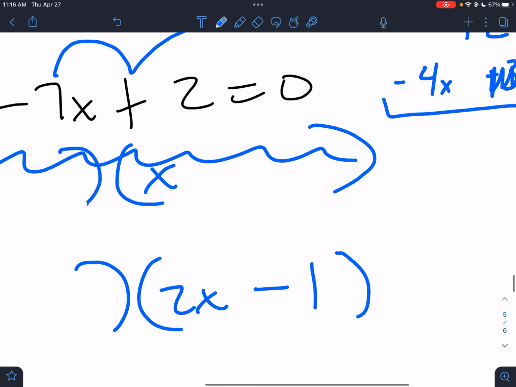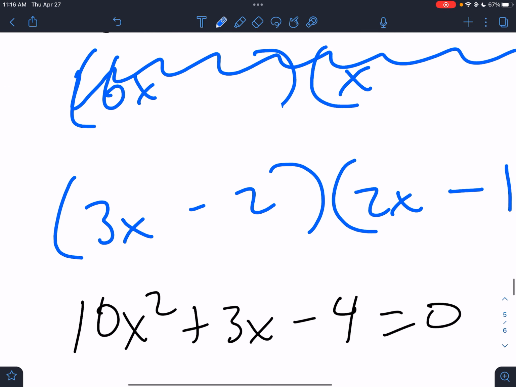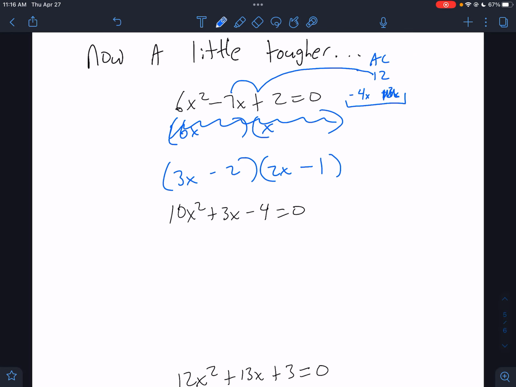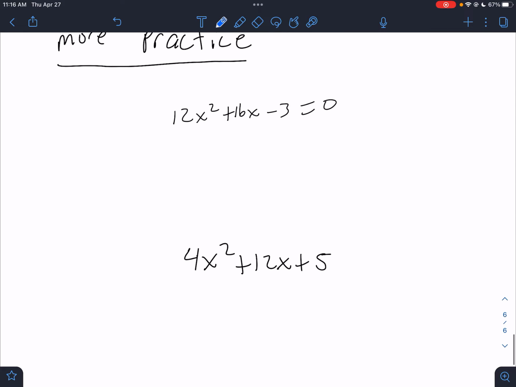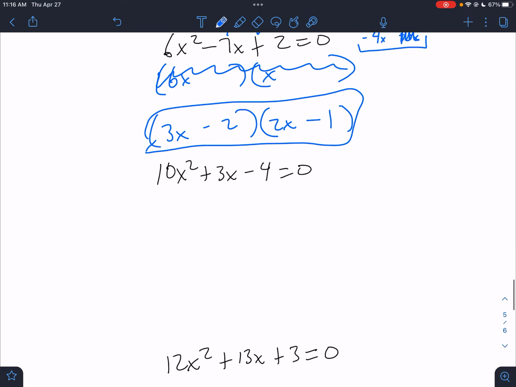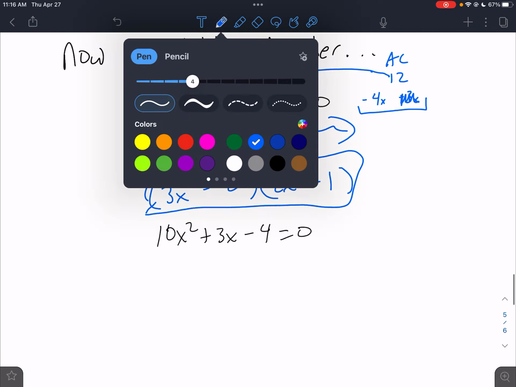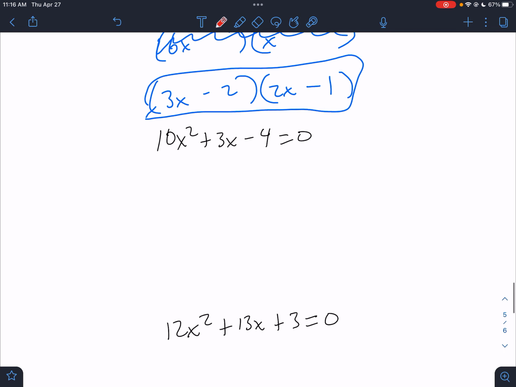Can we get minus 4x? Yep. The inside numbers, 2 times negative 2, would get me minus 4x. And those have to be my factors. All right, I want you to pause and try the rest of them. I'm going to work through all of them at a much quicker pace, but I am going to work through all of them just so you can see them all.